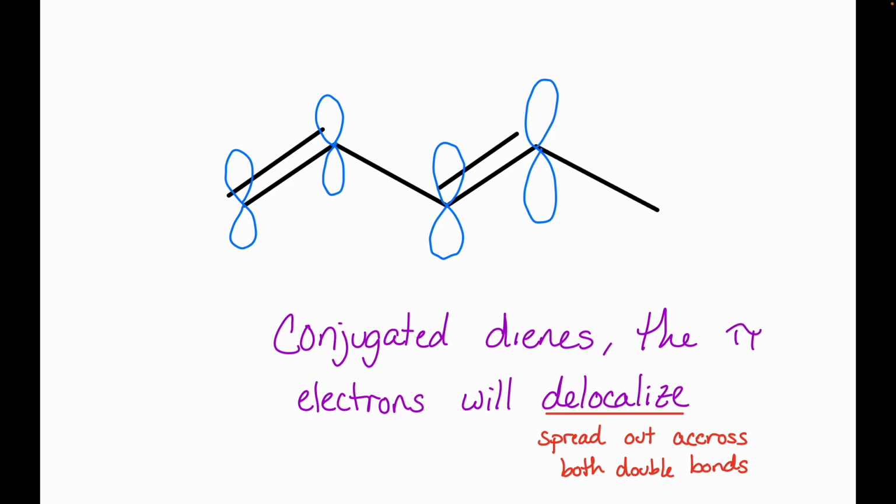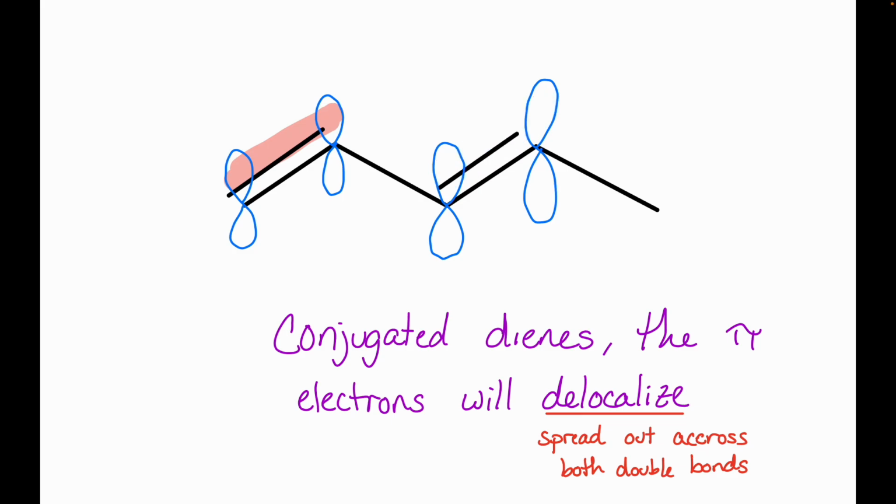So instead of having one pair of electrons that lives in one pi orbital and another pair of electrons that lives in this other pi orbital, these electrons are going to spread themselves out between these two positions. Which I know is a terrible picture, but hopefully you get the idea. They're not staying put, they are delocalizing. They are spreading themselves out between both of these positions.